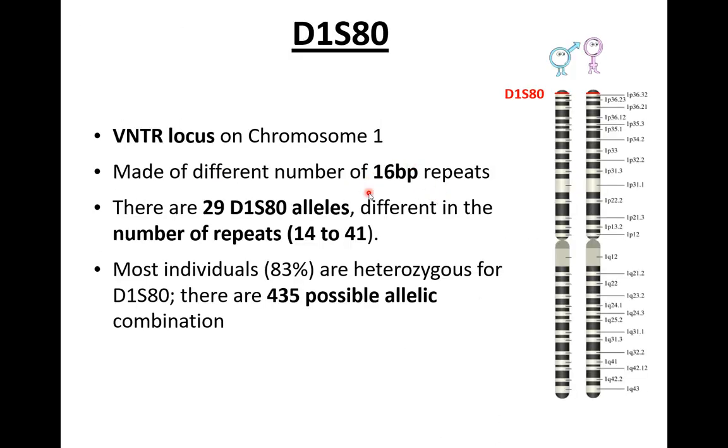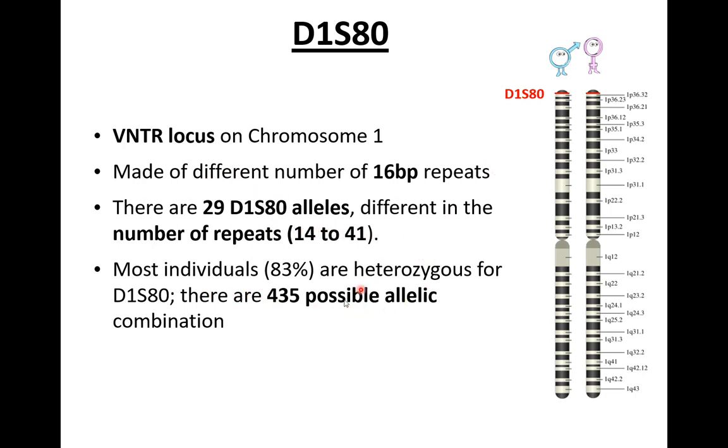Different individuals, so different alleles here, can vary in the number of these repeats that you may have. In your alleles you can have anything between 14 to 41 repeats. There are 29 of them possible. There is some math problem there. Obviously it's not 29, but it will be 27.